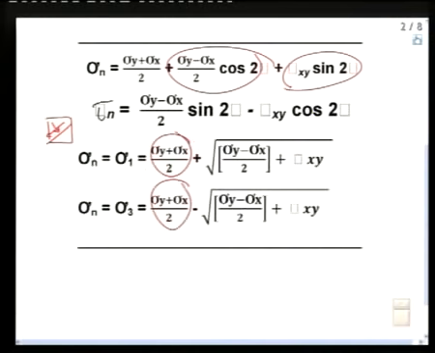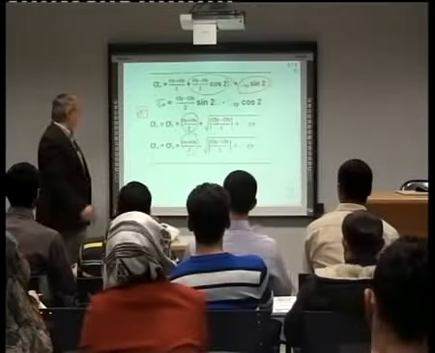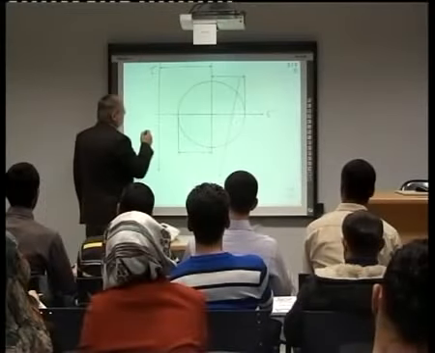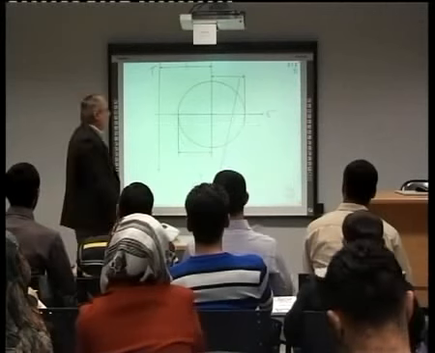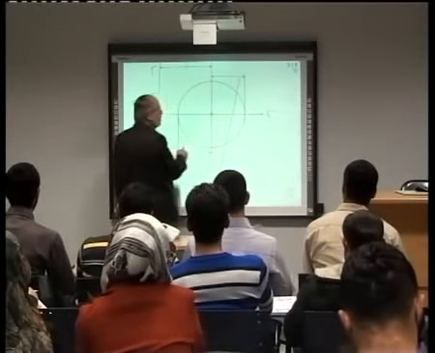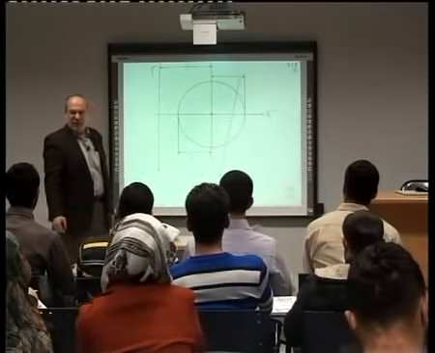sigma y plus sigma x divided by 2. So what we did is we took sigma y plus sigma x divided by 2. Suppose it's 50 plus 80 divided by 2. We took this number on this axis because it's sigma, it's stress. We find this will be the origin of a circle.